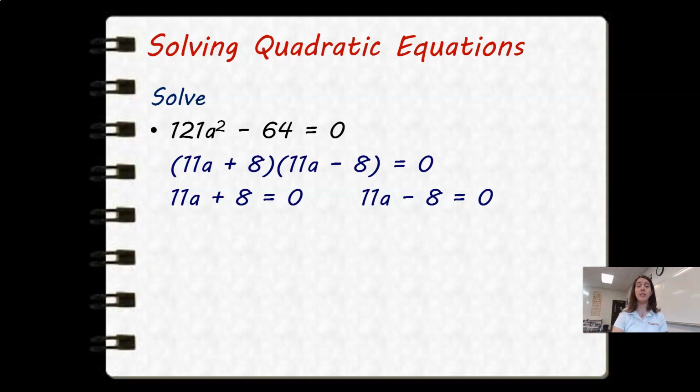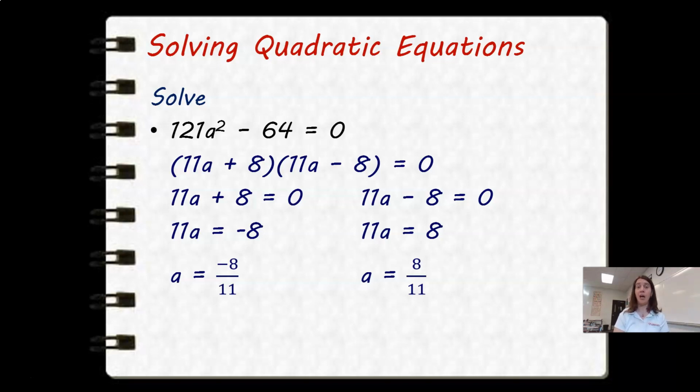On the first equation, to get the letter a by itself, I would begin by subtracting 8. On the second equation, I would have to add 8. So the first equation turns into 11a is equal to negative 8. The second equation is 11a is equal to positive 8. To finish on both equations, getting a by itself, we're going to divide by 11. Now that would not divide out evenly, so we're going to leave our answer as a fraction. The first one would be negative 8 over 11, and the second one would be positive 8 over 11.